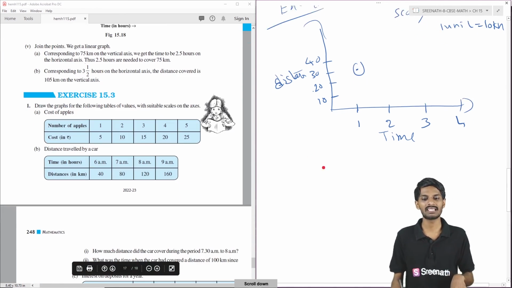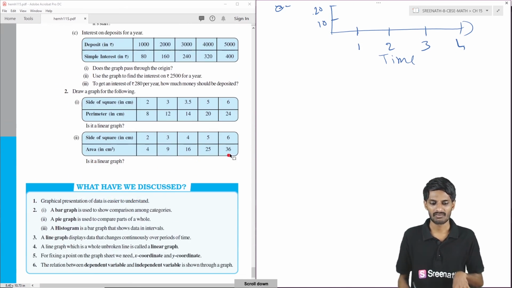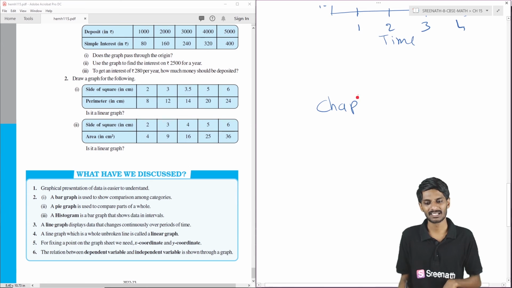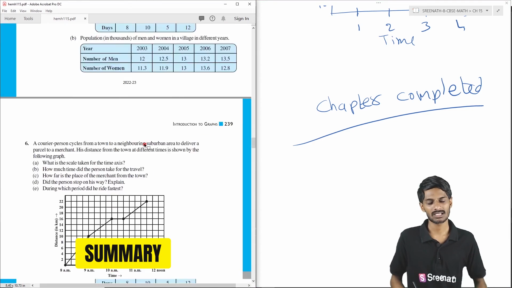That's it. So finally, friends, that is the exercise we had to solve. Finally our chapter is completed, students. Hope you have understood well. If you have any doubts, please feel free to comment below, students. Now we will see the total summary, students.